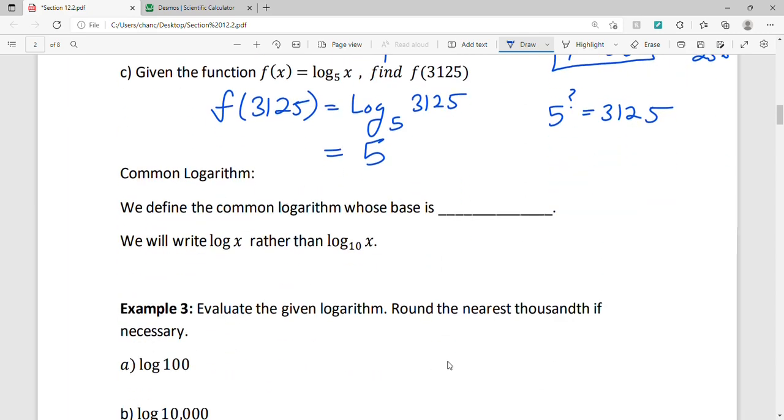We define the common logarithm whose base is 10. We write log x rather than log base 10 of x. So if you see the base of a log with nothing written, it implies that the base is 10. When I write log of 5, with nothing written for the base, it actually means log base 10 of 5. So that's something to remember. If the base is missing, automatically assume it's an invisible base 10.